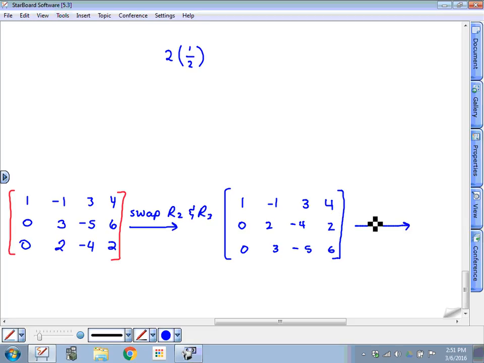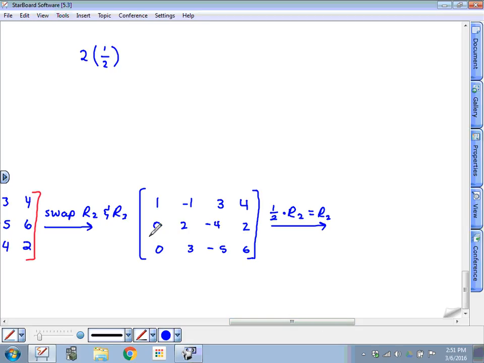So now I'm going to perform that row operation. 1/2 times row 2, and this is going to equal row 2. The reason I swap rows is every entry in row 2 can be multiplied easily by 1/2 and still end up with a whole number. So row 2 becomes 0, 1, -2, and 1. All the other rows stay the same.